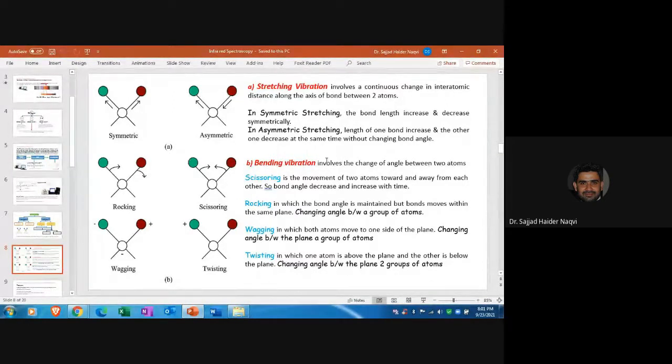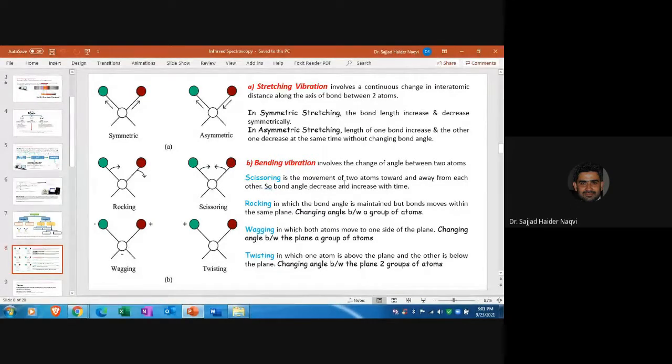In case of the bending vibration, as I said, there are four types of bending vibration, and that involves the change of the angle. While in stretching vibration, there is no change in angle, it's just the stretch. While in bending vibration, there is change of angle. That's why we call it bending vibration. So the four types are scissoring, rocking, wagging, and twisting. We'll go through them one by one, with the pictures as well.